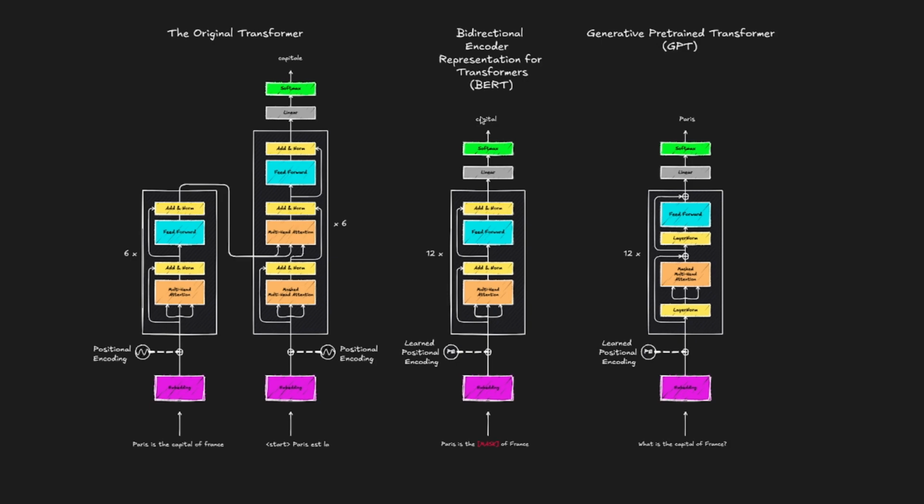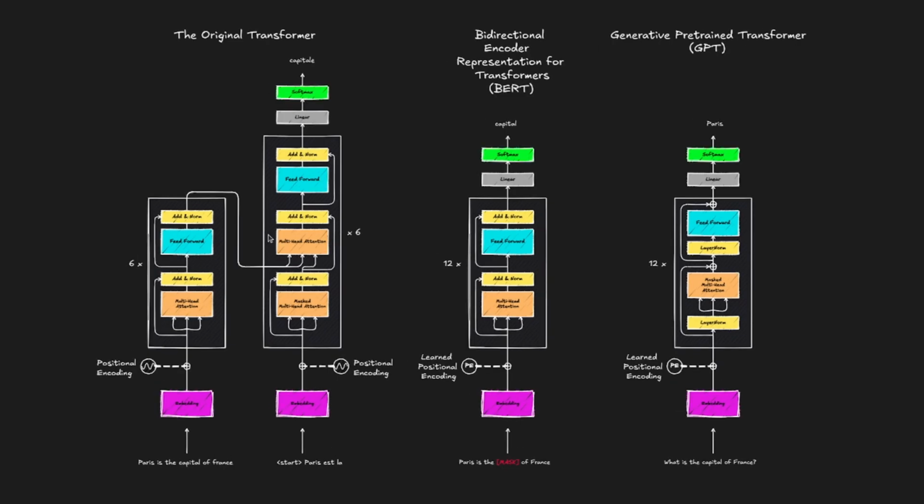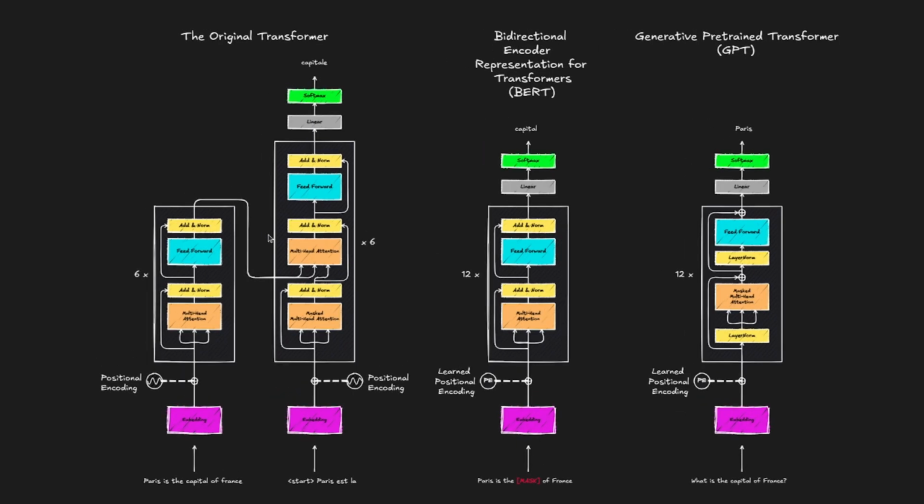Let's talk about the transformer. When it comes to the transformer architecture, we have three variations: the encoder-decoder transformer, the encoder-only transformer, and the decoder-only transformer. These are the three variations of the transformer architecture. The original transformer was an encoder-decoder transformer. And let's just dive deep into the original transformer, what it was, how it worked, and everything.